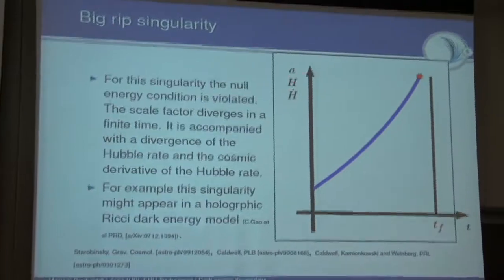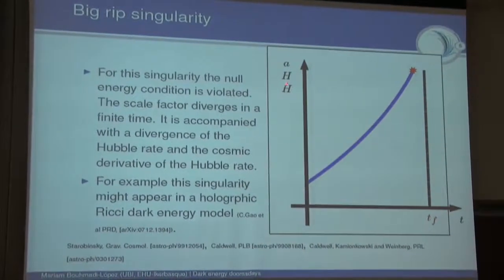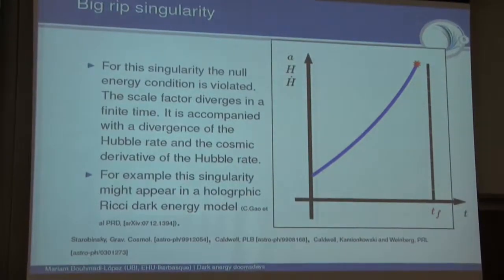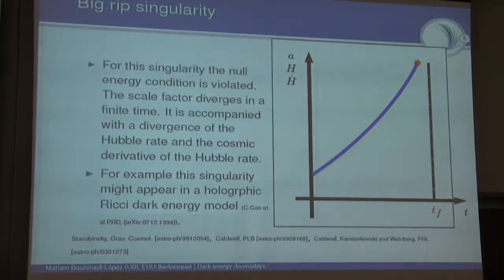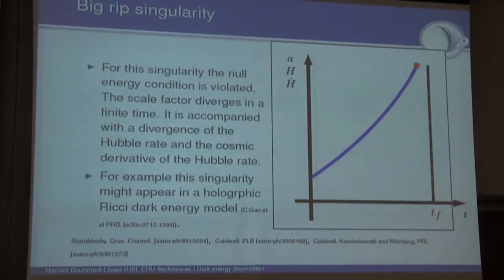The big rip is the most famous singularity in this kind of model. At some point in the future, which is finite from now, these quantities, the Hubble rate and its derivative, blow up. And this is a true space-time singularity.